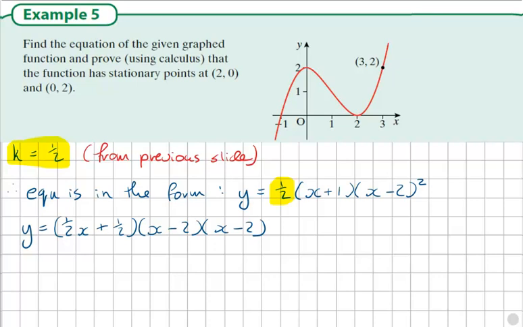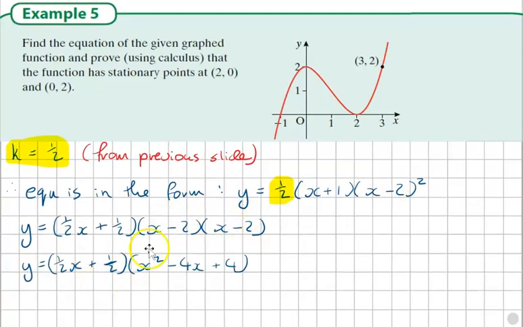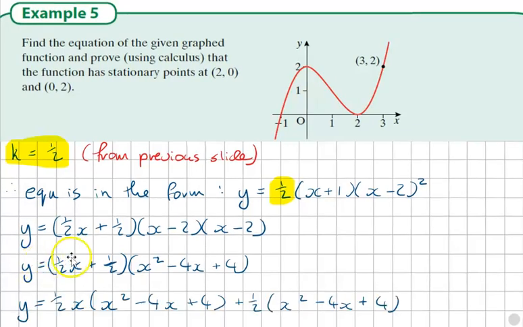So we are going to multiply out the brackets. A half times x is a half x, and a half times 1 is a half, and then x minus 2 to be squared is x minus 2 times x minus 2. So x minus 2 times x minus 2 gives us x squared minus 4x plus 4. So then we're going to do a half x times x squared minus 4x plus 4, and then plus a half times x squared minus 4x plus 4.